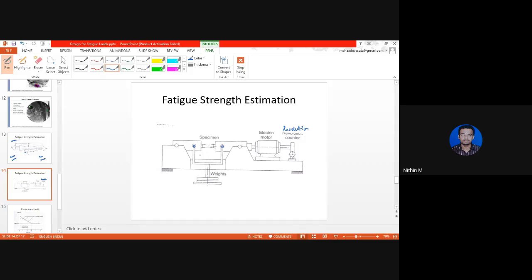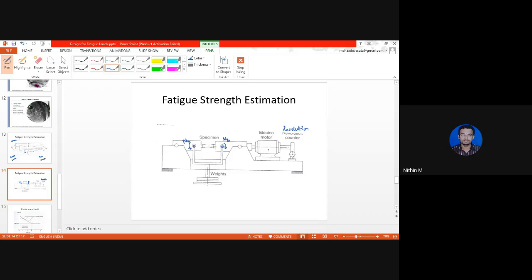So what is the effect of adding the force this way? These dead weights are trying to bend the component, right? So basically, because of the application of these dead weights, the component will be subjected to a bending moment.